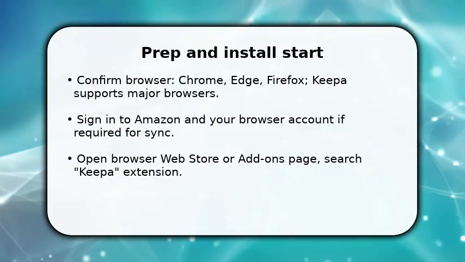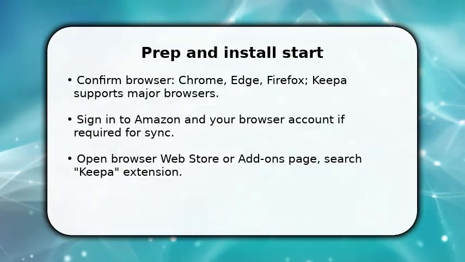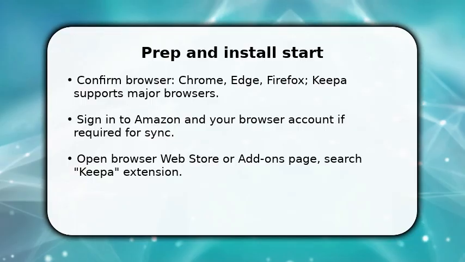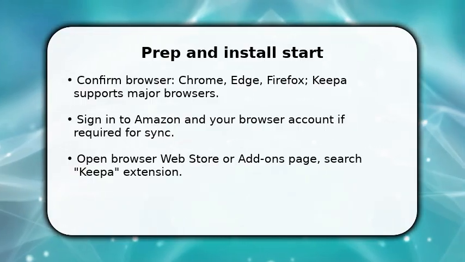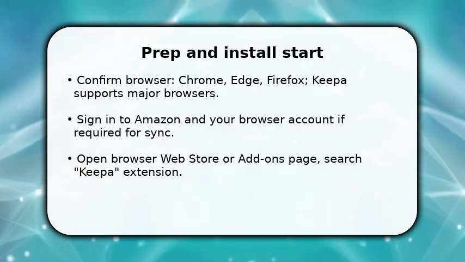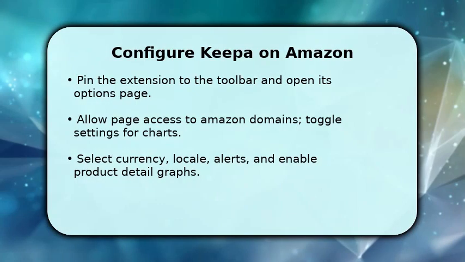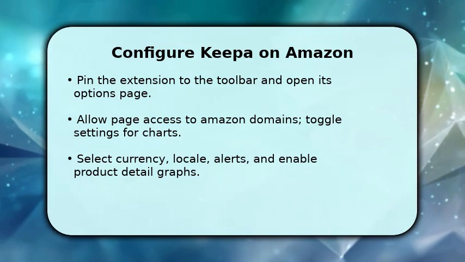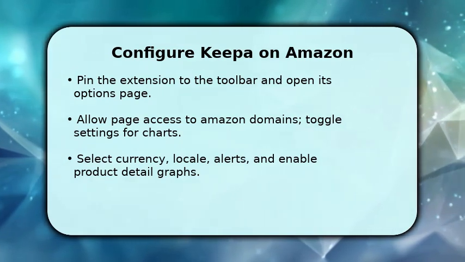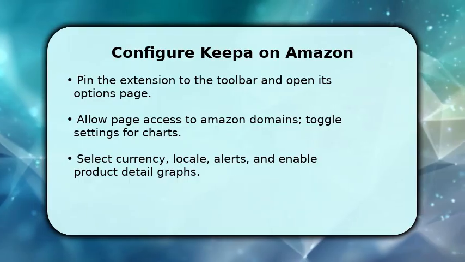Keepa reads Amazon pages to show price history. Click Add or Install now so the extension lands in your toolbar, and keep the Store tab open for the next configuration step. Now pin Keepa and open its options to grant page access to Amazon domains. This enables the price graphs to appear.